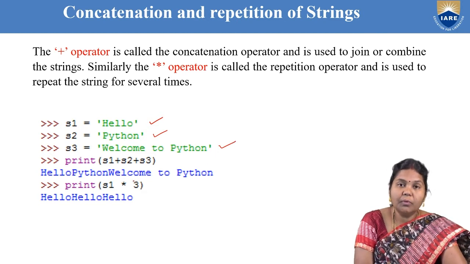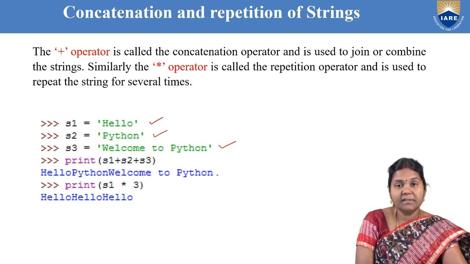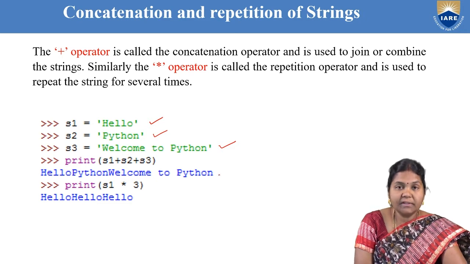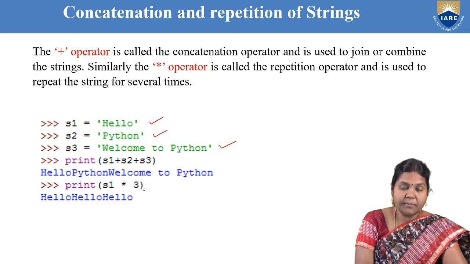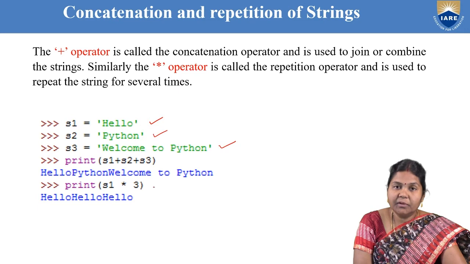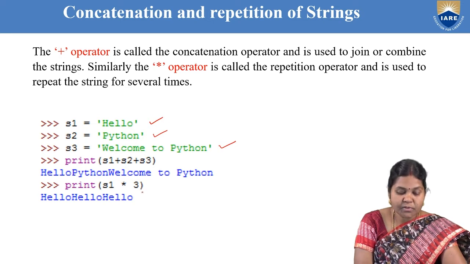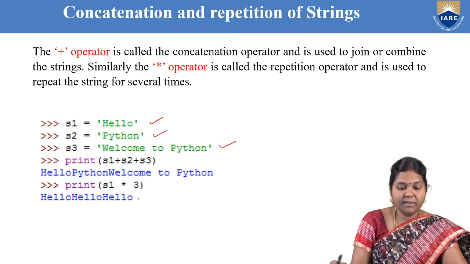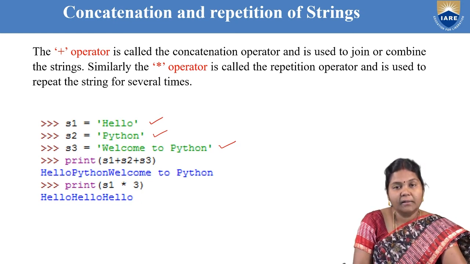Now if you do S1 plus S2 plus S3, that means all the three strings are combined together and you can see the output here. Similarly, S1 into 3, if you do repetition, that means the star operator is used for repeating a string n number of times. Here the n value is 3. So the string S1 is repeated 3 times over here. This way the concatenation and repetition operators are used in strings.